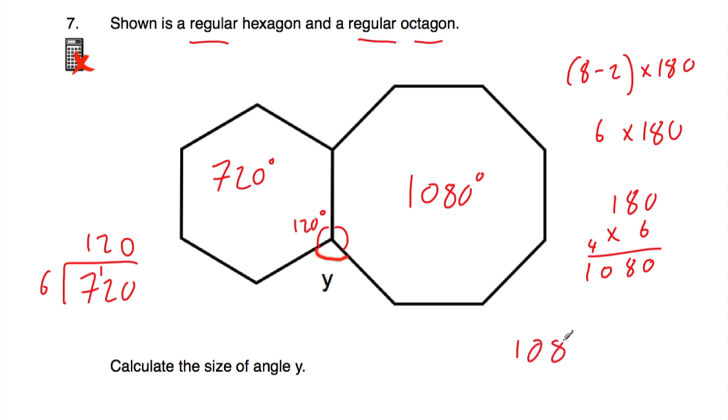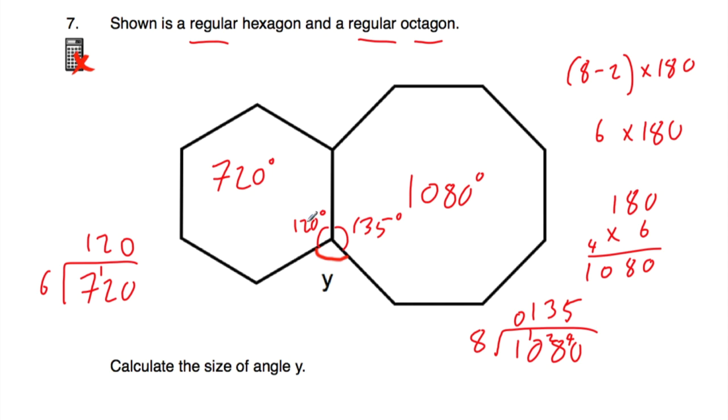So 1080 divided by 8. So 8 into 1, that's 0, remainder 1. 8 into 10 goes once, remainder 2. 8 into 28, well, 8, 16, 24, that's 3, remainder 4. And how many 8s go into 40? That's 5. So that means that each interior angle of a regular octagon is 135 degrees.